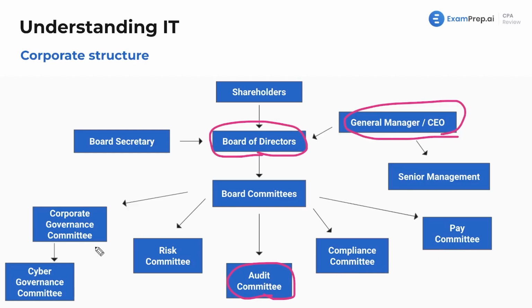However, we do see that we have a corporate governance committee, and under that we have our cyber governance committee. So corporate governance, think COSO and ERM, and then under them is the cyber governance committee. You see how this fits into the broader picture. Of course, the shareholder is at the top. The owners are the VIPs. That is our corporate structure.